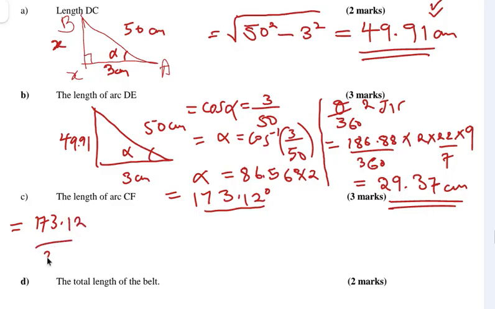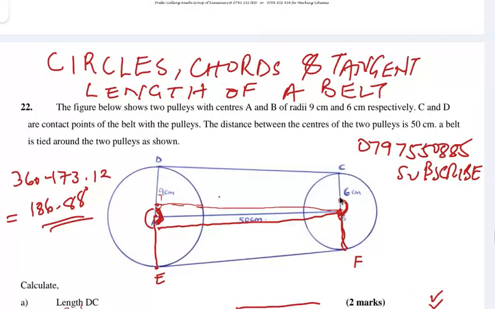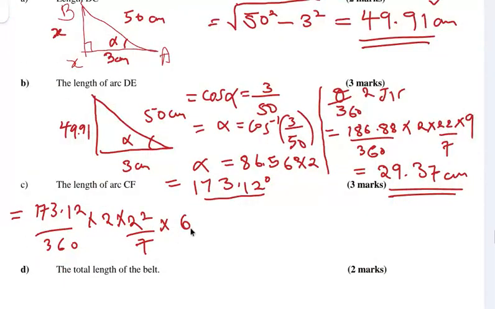So you'll use this angle to find out the length, na ni the same formula, theta, which is 173.12 divided by 360 times 2 times 22 over 7 times your radius C9 ni 6. So times 6, 173.12 divided by 360 times 2 times 22 over 7 times 6. And the answer should give you 18.14 centimeter. So tushapata the length of arc CF.